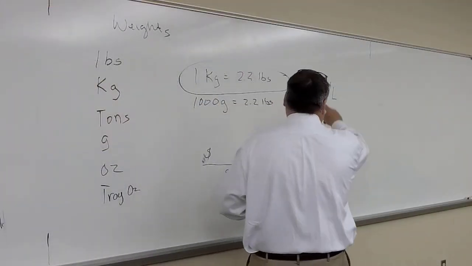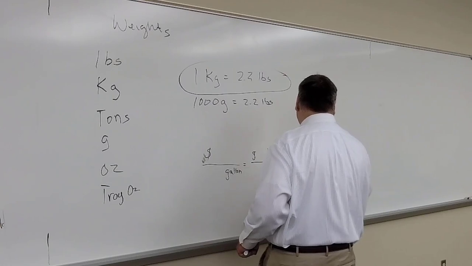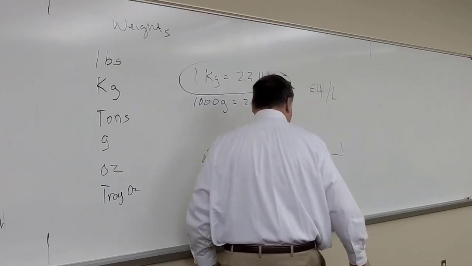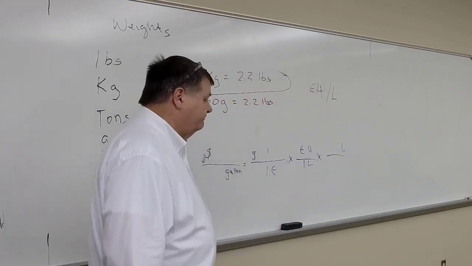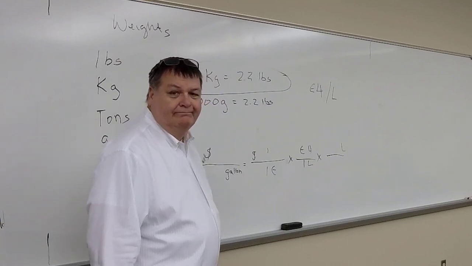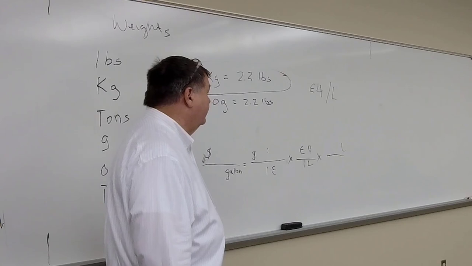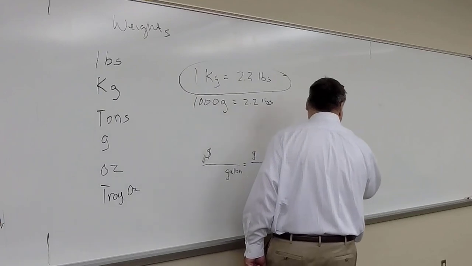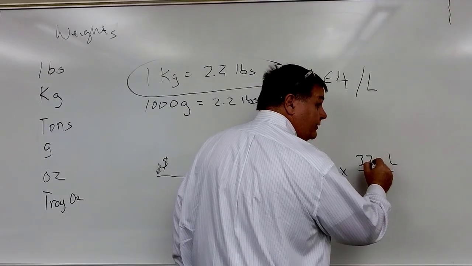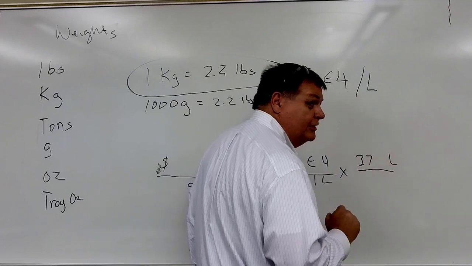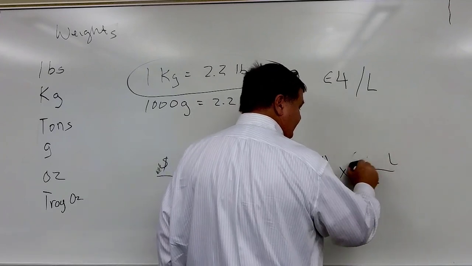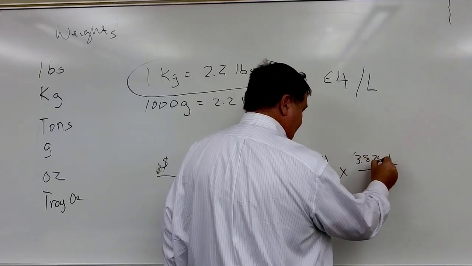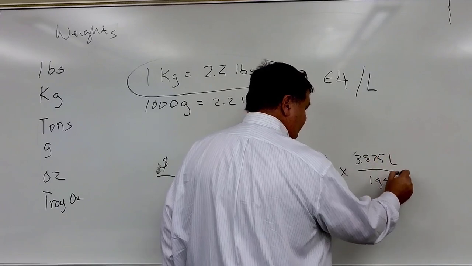So now we've got euros down here. We're going to bring that euro in. Now we have to convert liters out of that. How do we get liters into gallons? What's the conversion number? Liters to gallons? 3.875. There's your answer.